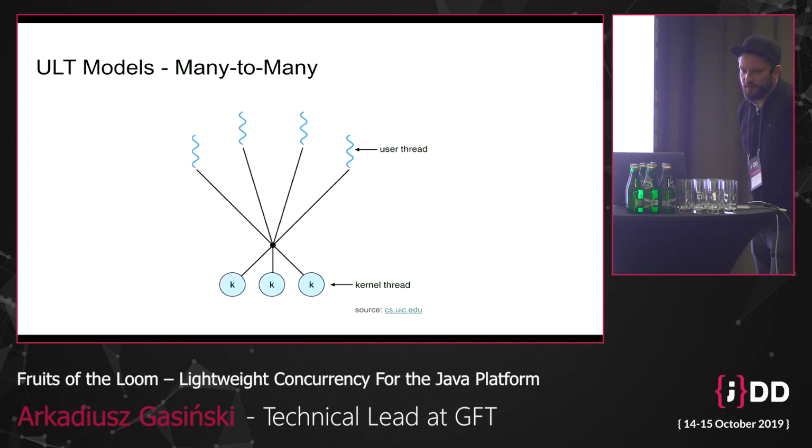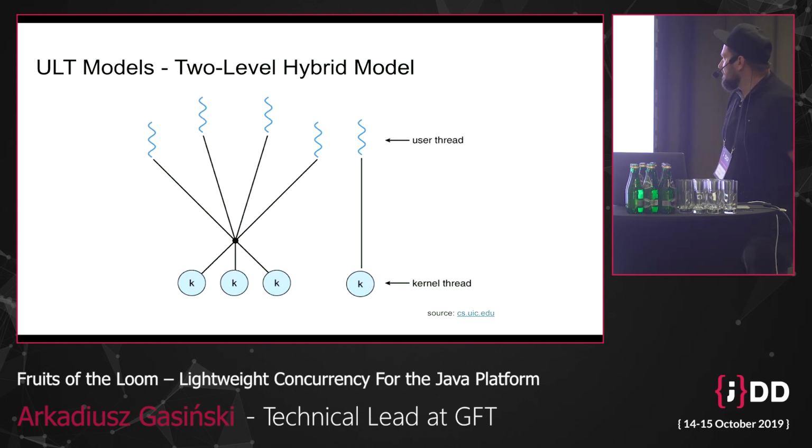Next is the many-to-many model. The limitation of the previous model, the one-to-one model, is that most operating systems place an upper limit on the number of threads that you can have in your system. This model aims to overcome this limitation, as you can have as many user-level threads as you want, and they're mapped onto a small pool of kernel threads, which is very efficient.